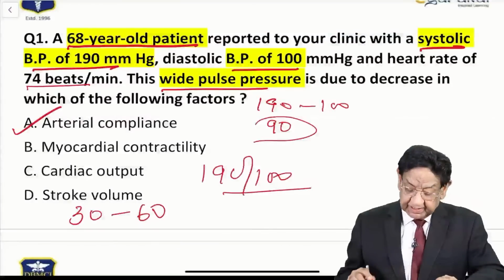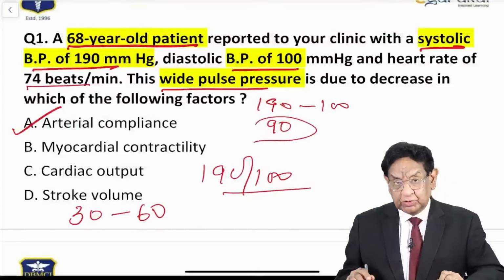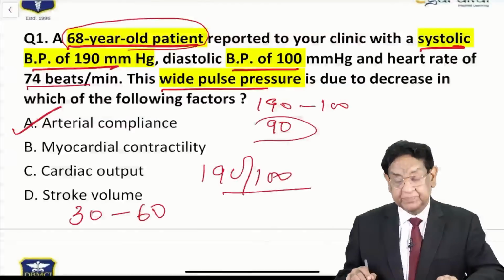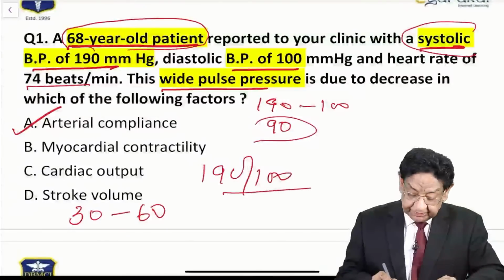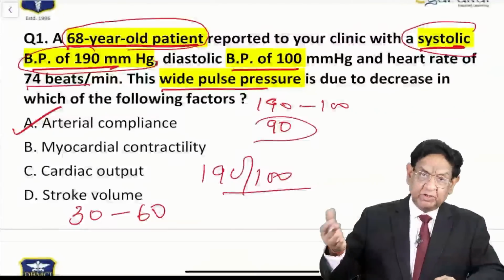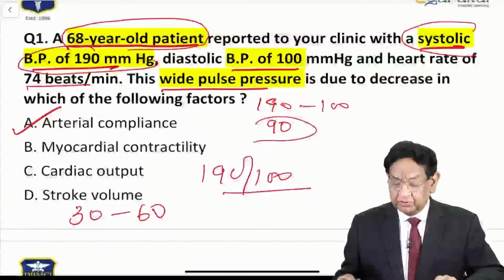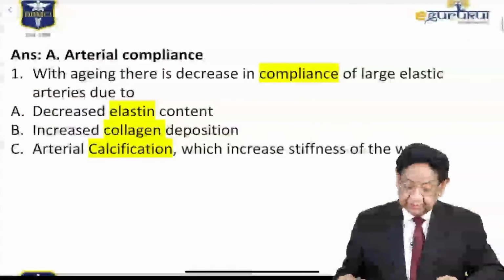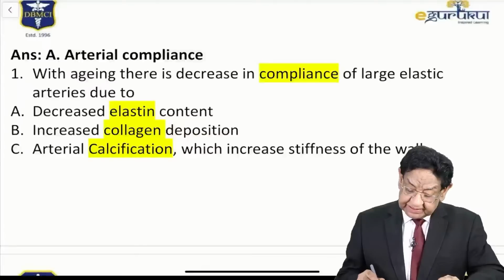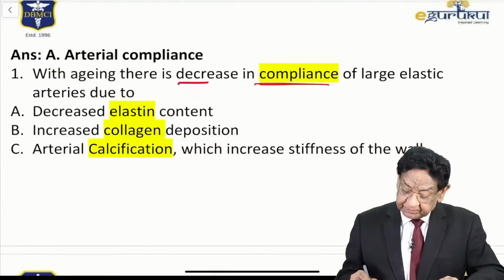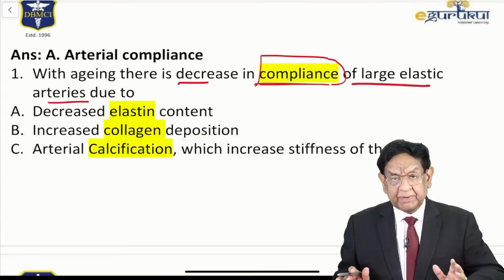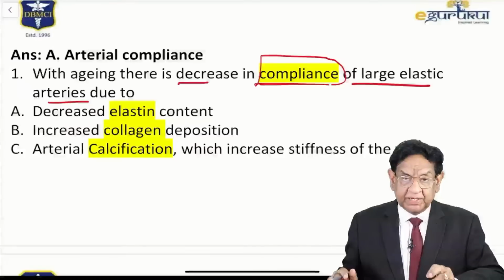The answer is arterial compliance. Here the classical keywords are 68-year-old patient and high systolic BP. There are 2 keywords to be noticed in this particular slide, because the whole answer is based on these 2 words only. The patient's age is 68 years, as I told you. With aging, there is a decrease in compliance. The keyword is compliance of large elastic arteries. Reduced compliance means they are not able to expand properly during systole.